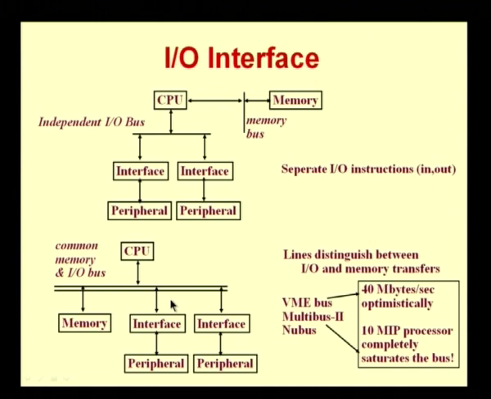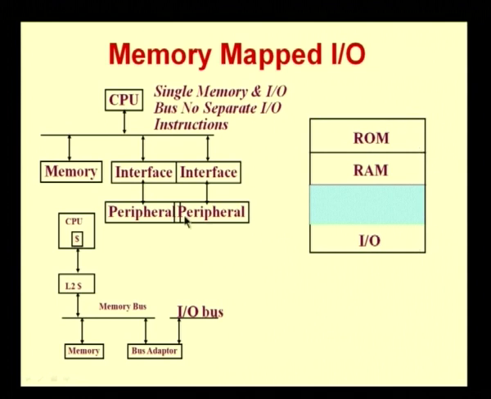So, both will share the same address bus. These are two different configurations which can be used to support these two schemes, memory mapped IO and IO mapped IO. If you have memory mapped IO, we said there is a single memory and IO bus, with no separate IO instructions.